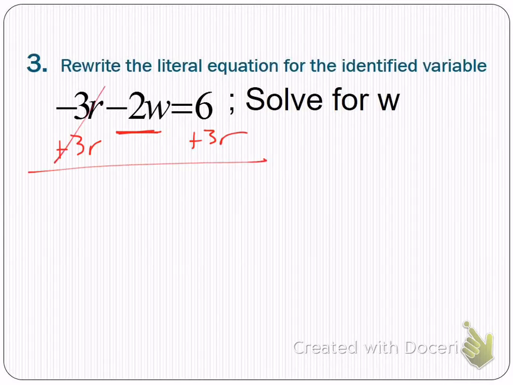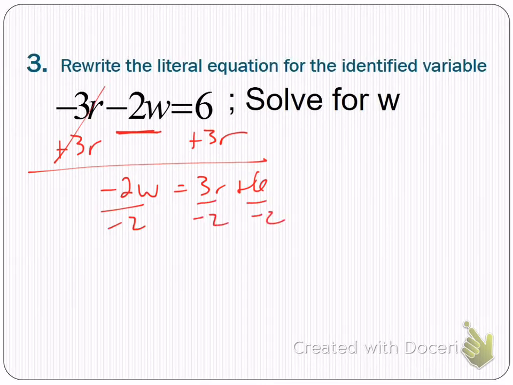So those add to 0. 0 minus 2w is negative 2w. And then we get 3r plus 6. Then we're going to divide through by negative 2. So we get negative 3/2 r minus 3. Okay, done.